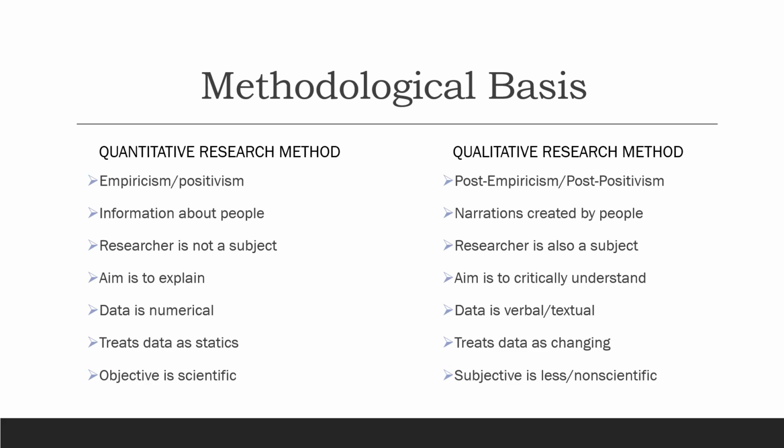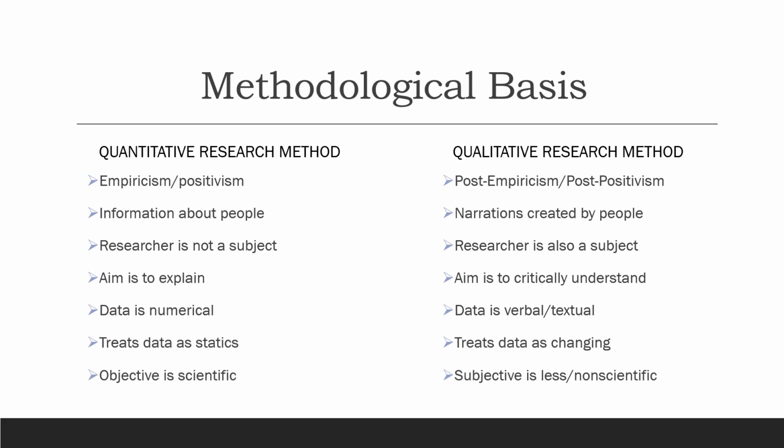Whereas in the qualitative research method, there is no objective world independent from the human mind. The researcher is a part of the study. Also, the researcher can participate in creating data. In the quantitative research method, data or information is about people, whereas in the qualitative research method, information or data is not about people but narrations created about people.